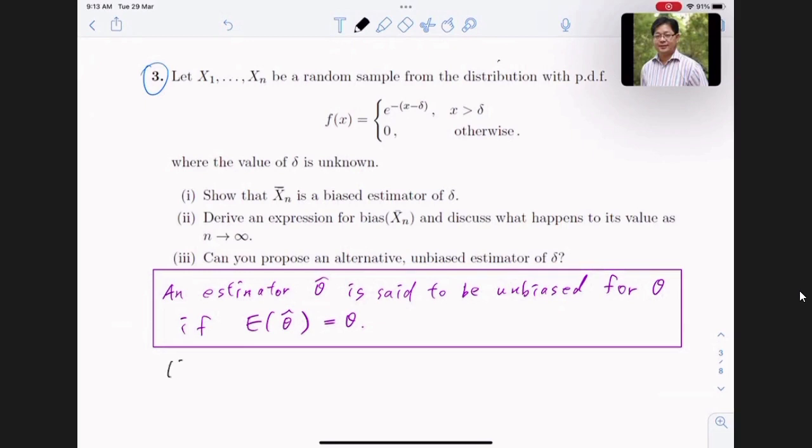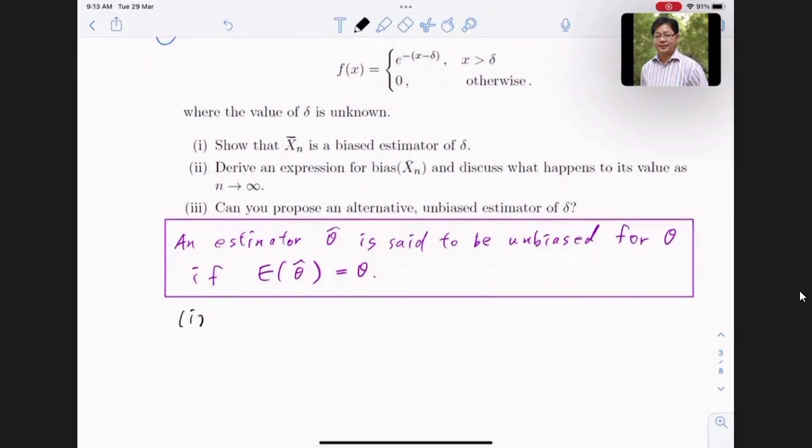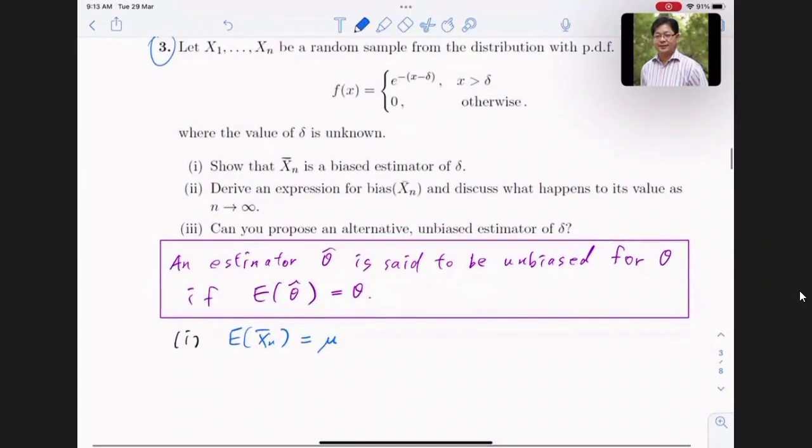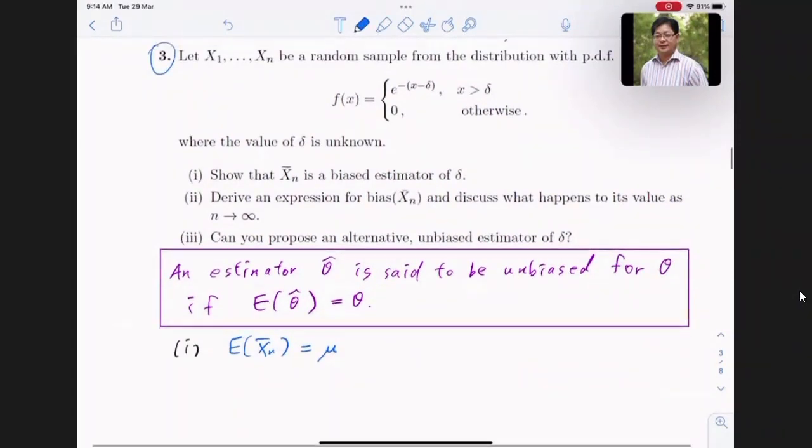In part 1, we are asked to show that the sample mean is a biased estimator of delta. So we need to first find the expectation of the sample mean. According to the property of a random sample, the expectation of the sample mean is equal to the population mean. So we need to find the population mean in terms of the unknown parameter delta. And because we are given the probability density function of the population, what we need to do is to find this integral.